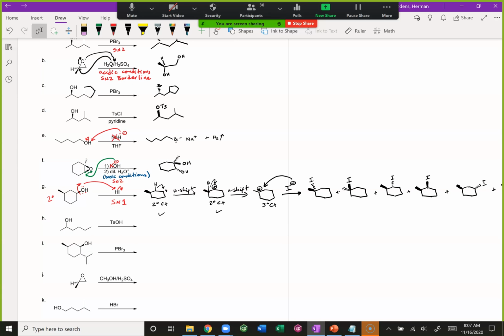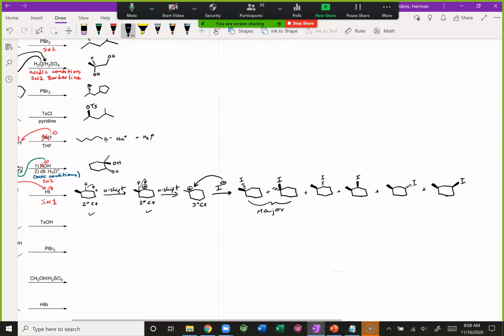All right, so these two came from the tertiary, and this would be your major product. And since it's SN1, you get S and R. Likewise on the other two.